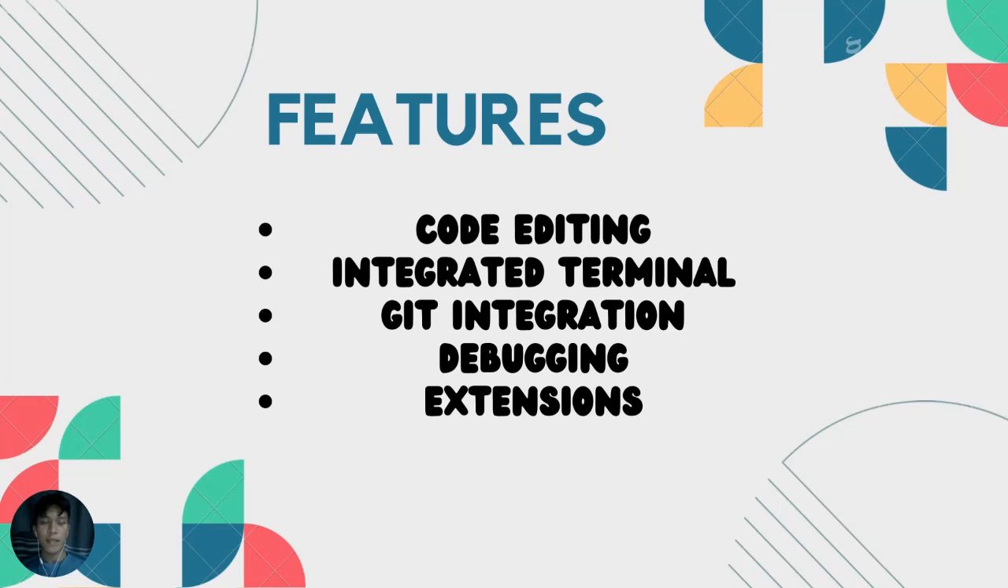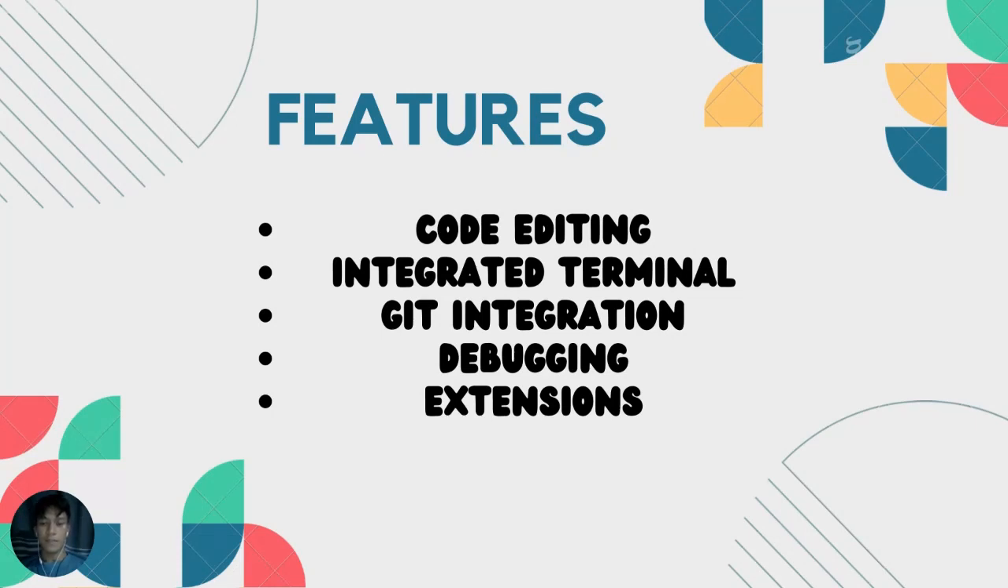VS Code provides syntax highlighting, auto-completion, and code formatting for a variety of programming languages, making it easy for developers to write and edit code. The second one is integrated terminal. VS Code comes with an integrated terminal, allowing developers to execute commands and run scripts without having to leave the editor. The third one is Git integration.